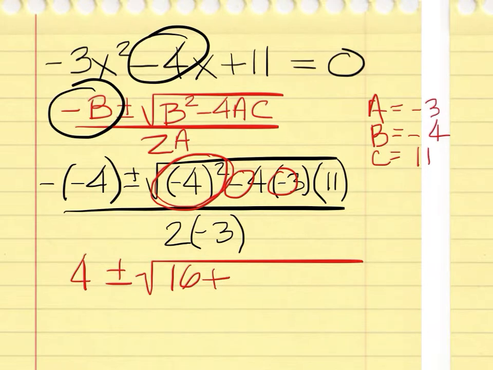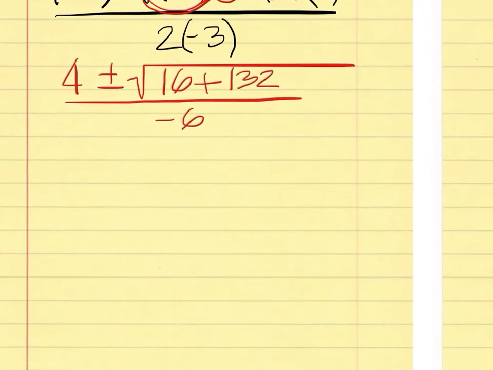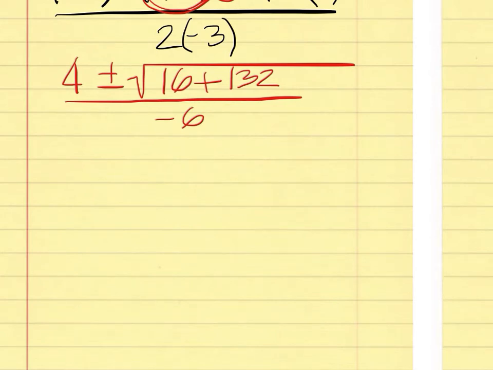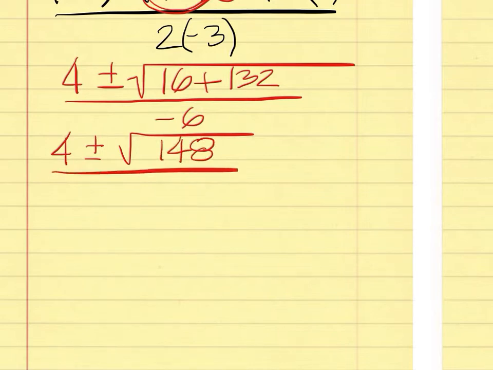What's the number that I'm going to add to 16? That goes to Armstrong. 132 is right. Okay, so on the bottom, 2 times a -3 is a -6. So let's go back here and simplify some more. 4 plus or minus the square root of what? Wilburn. 148 is right. On the bottom you have a -6.